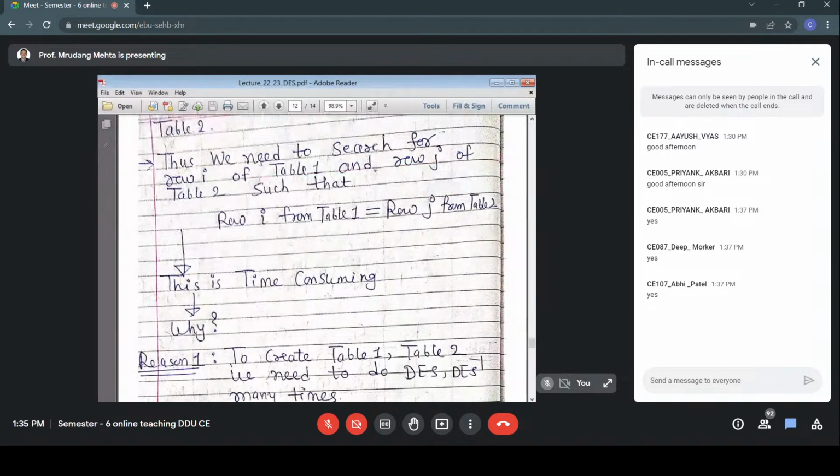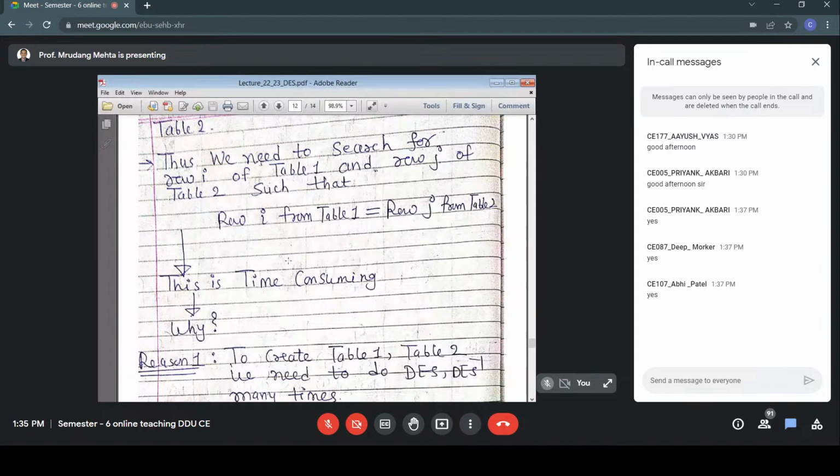So thus we need to search for row i of table 1 and row j of table 2 such that these two are equal, right? The two entries should be the same. The i and j values are different, but the value stored at the ith row and the value stored at the jth row should be matching, right? But this process is time consuming.